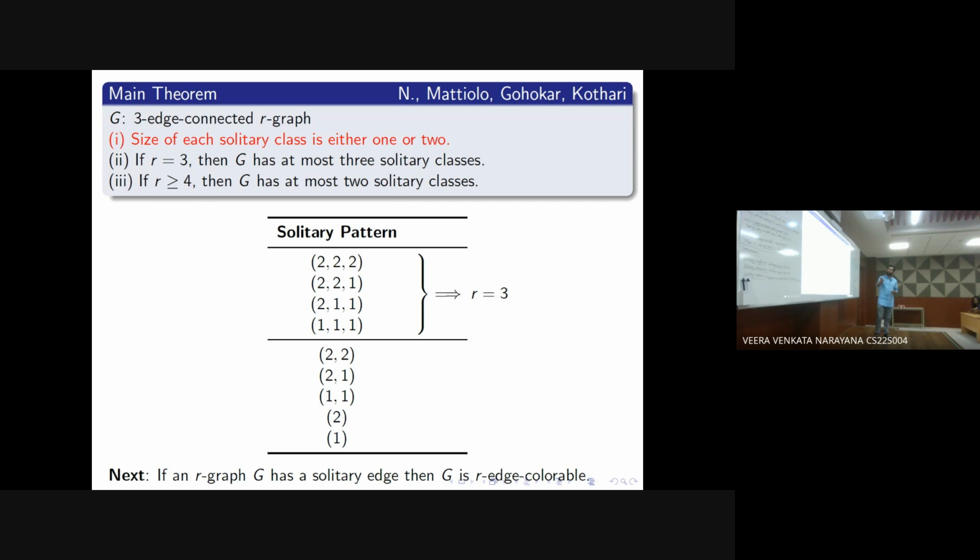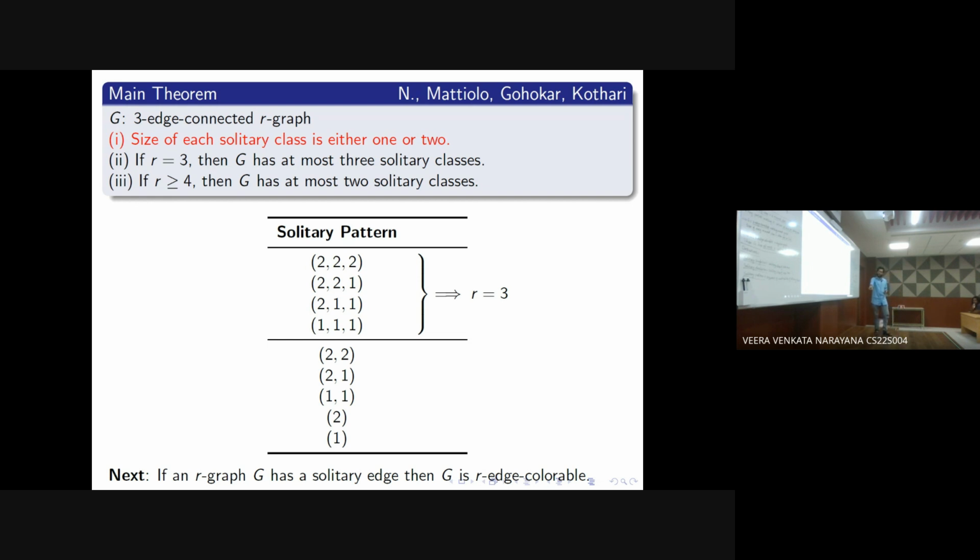So, to prove part 2, what we are going to show is, if an r-graph has a solitary edge, then it is r-edge-colorable. If you put r equal to 3, then it will have at most 3 solitary classes, because it's a three regular graph that is 3-edge colorable. Therefore, it has 3 pairwise disjoint perfect matchings, and each perfect matching has at most 1 solitary class. Therefore, it has at most 3 solitary classes. So to prove 2, our next goal is to prove that if an r-graph has a solitary edge, then it is r-edge colorable.